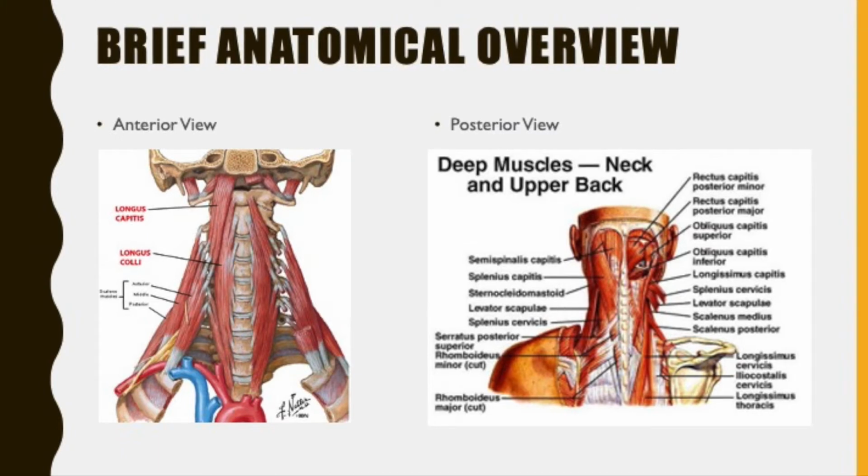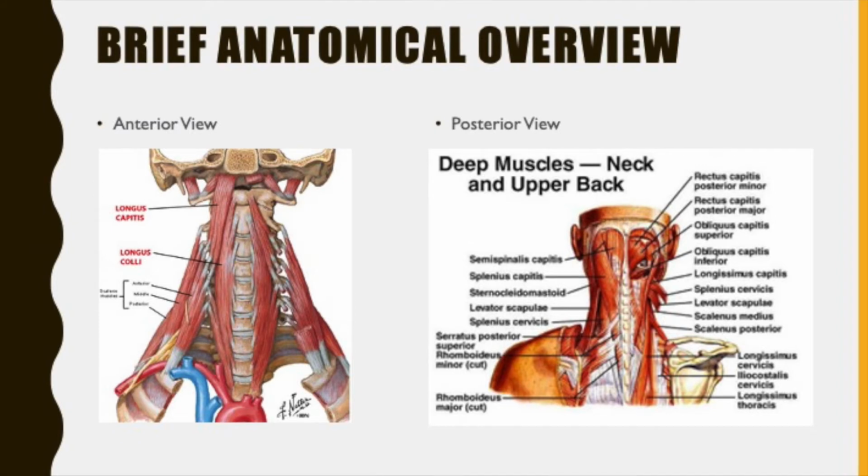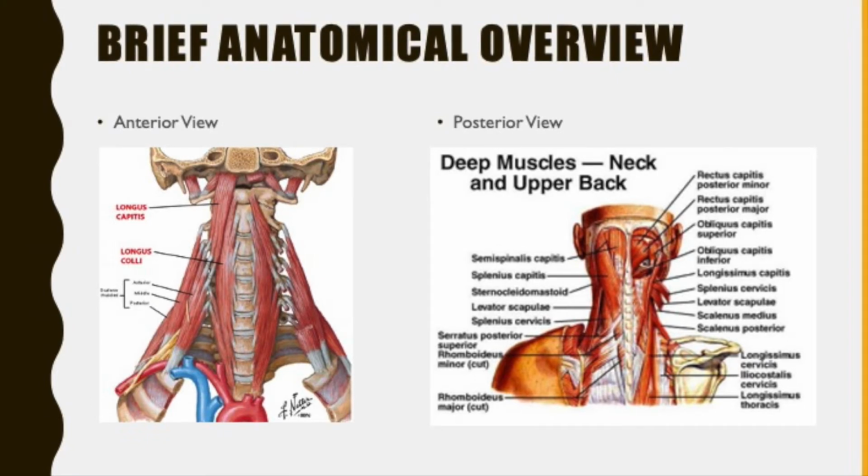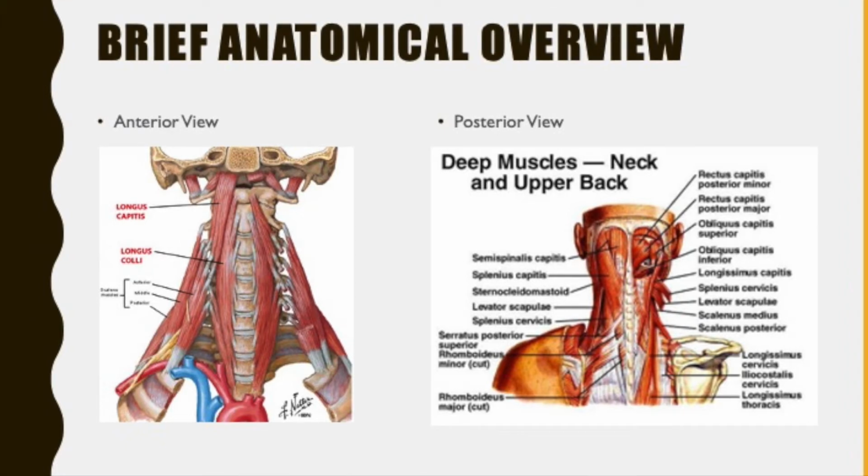We'll touch upon this later, but you can see here on the left the longus capitis and longus colli muscles represent the more local, deep cervical musculature of the cervical spine, whereas the picture depicted on the right is more of the global cervical musculature of the posterior aspect.